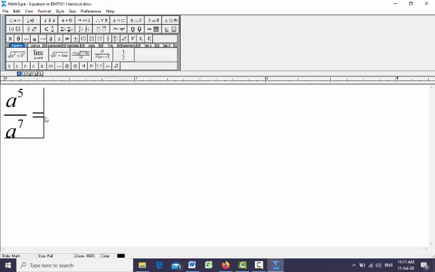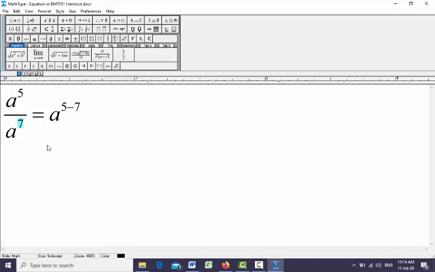So what will we have? A power 5 minus 7. Why? Because you can see in the numerator also base a, in the denominator also we have base a. So bases are same, but powers are different. In the numerator we have power 5, in the denominator we have power 7.